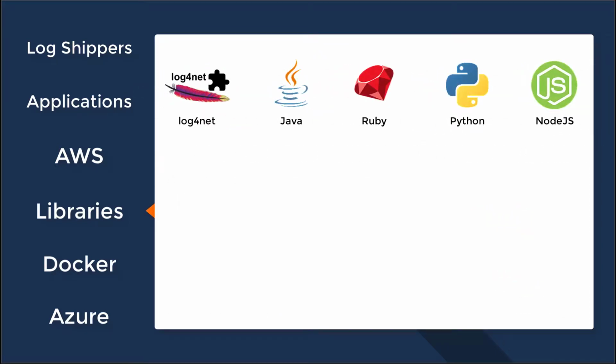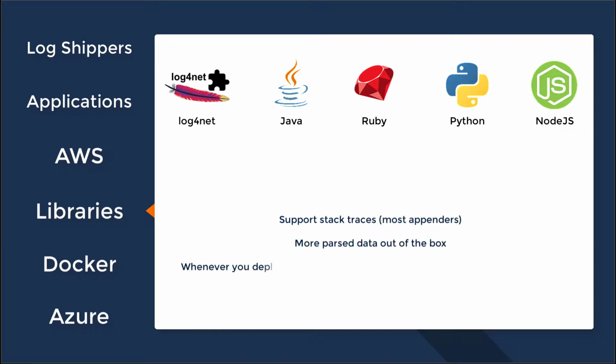If you have control over your code, you can ship directly from the code itself to Logz.io by adding one of our appenders. Appenders have the following advantages. They support stack traces. You have more parsed data out of the box. Whenever you deploy code, logs will be shipped to Logz.io without needing extra configuration.